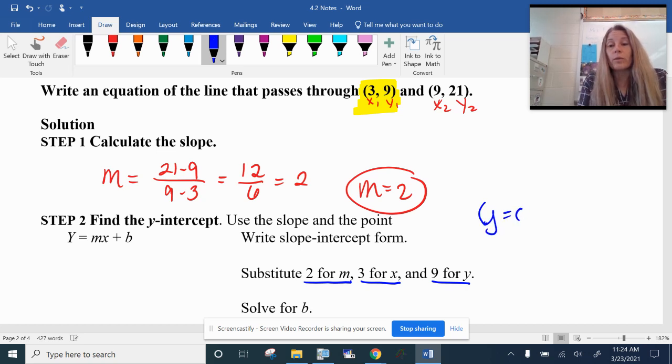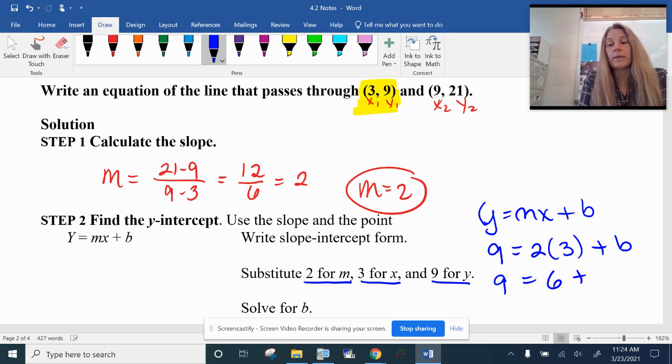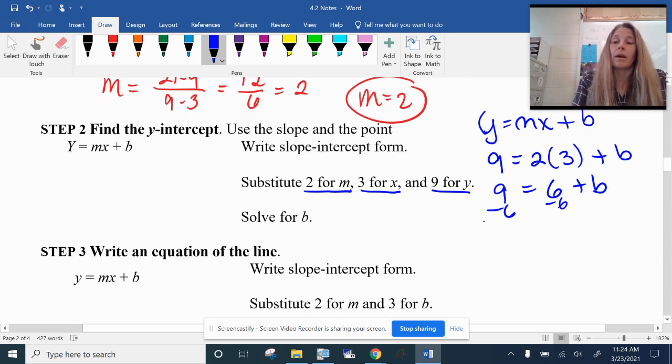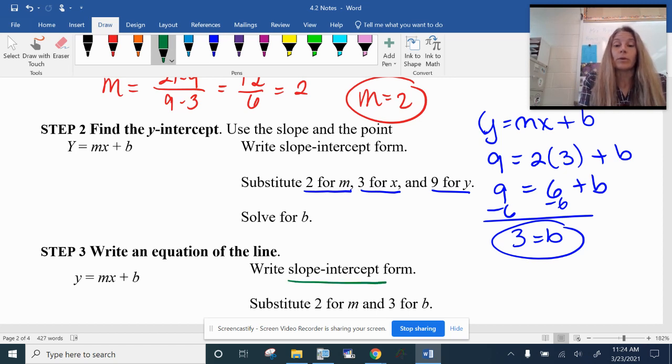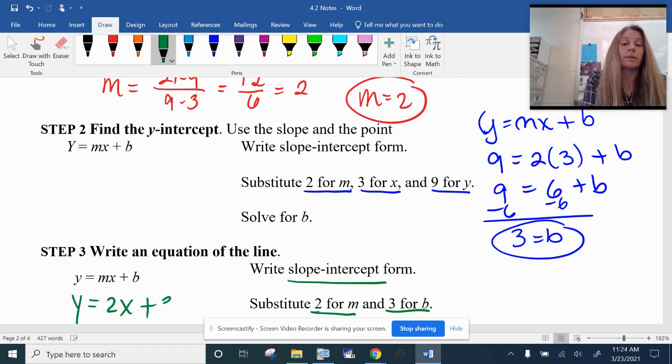So if I'm using y equals mx plus b, I'm going to put in that 9 for the y, like I said, 2 and 3 for the m and the x, and now I can solve for that b value. So 2 times 3 is 6, subtracting that 6, and now I have b equals 3. Now, had you chosen the other point up at the top, you would still get the same value for b. And then finally, we would write in slope-intercept form by putting the 2 in for the m and the 3 in for the b, and we would get y equals 2x plus 3.